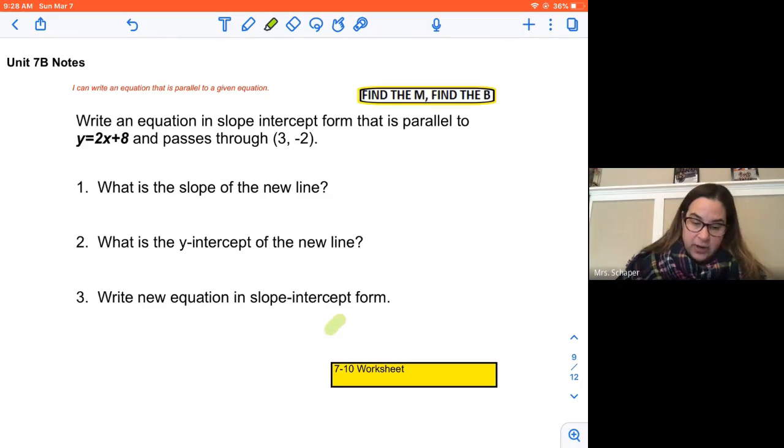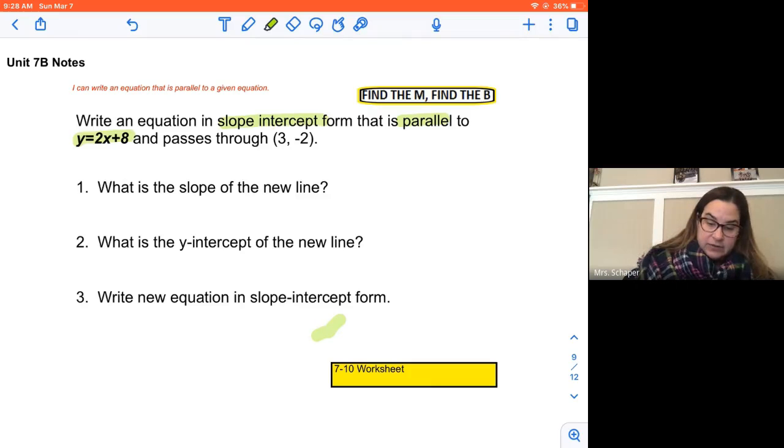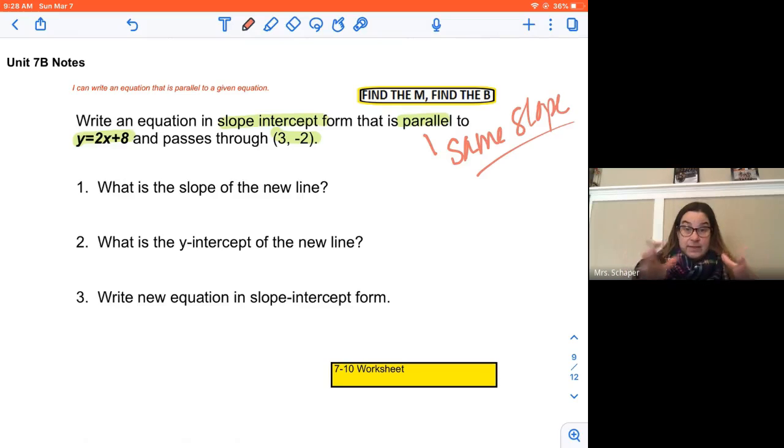So we're going to write an equation of a line in slope-intercept form that is parallel to y equals 2x plus 8, and it passes through (3, -2). So what's the slope of this new line? Parallel means same slope. Parallel means that they have the exact same slope. So the same slope means that it's going to be 2. It's going to match this one. So the slope of the line is 2.